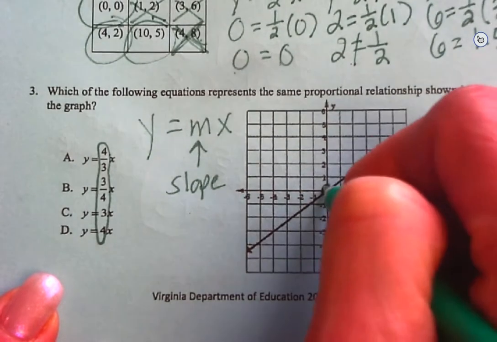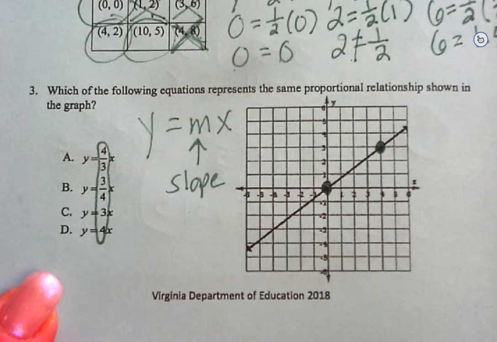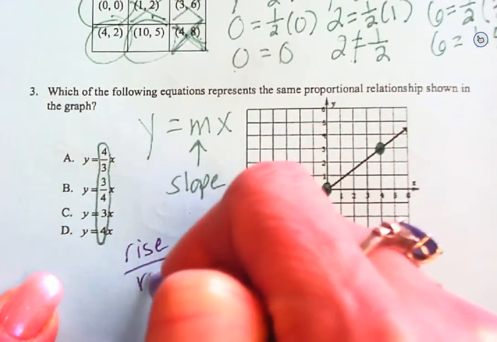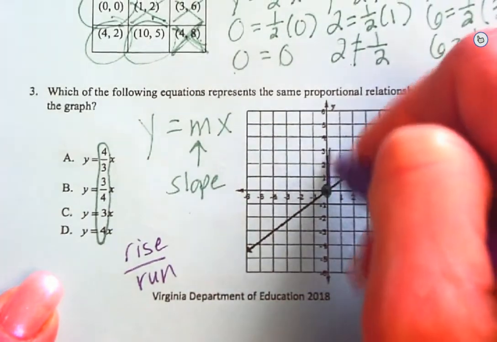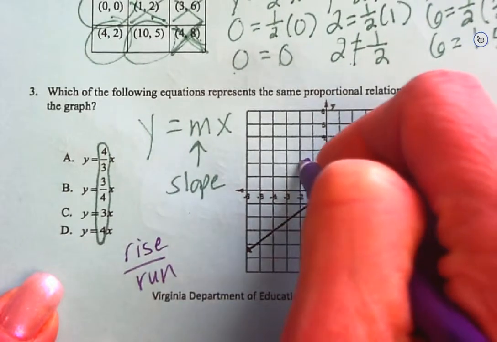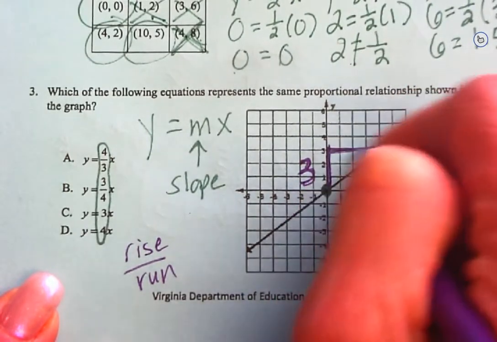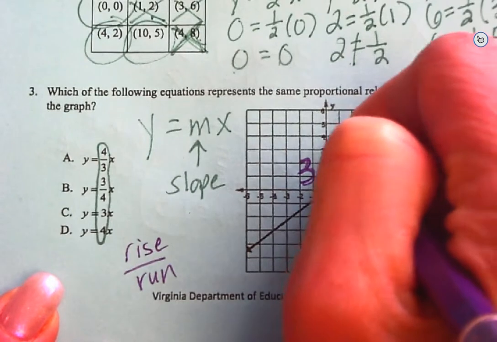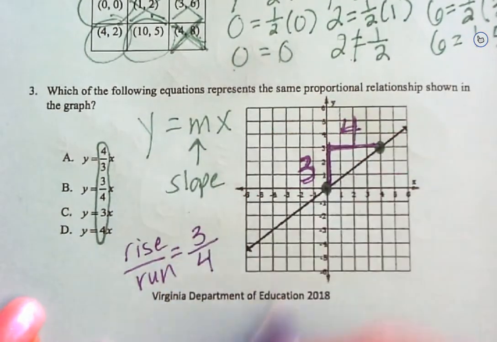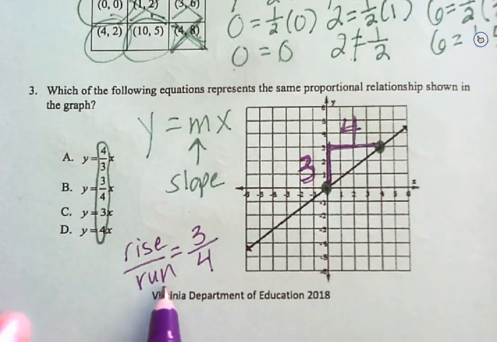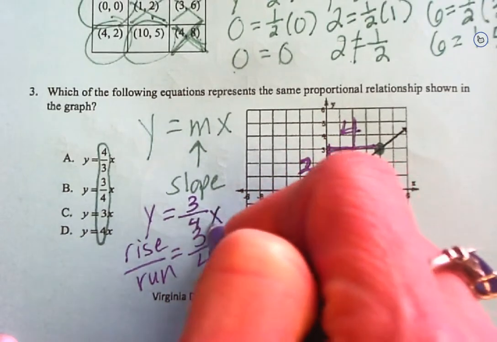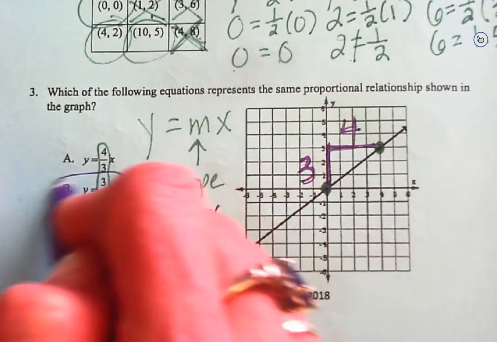See how it crosses through the corner of the square? And so I'm going to go rise over run to get my slope. So I'm going to go up. How many did I go up? 3. And then how many did I go over? 4. So what is my slope? 3 over 4. So if I plug that into my equation, it's going to be y equals 3/4 x. So the answer is B.